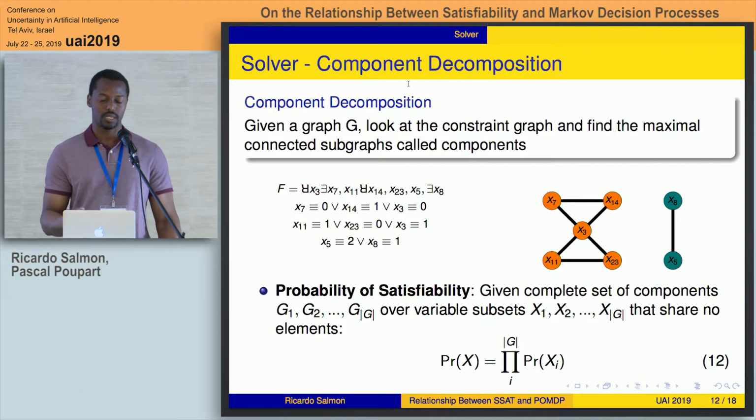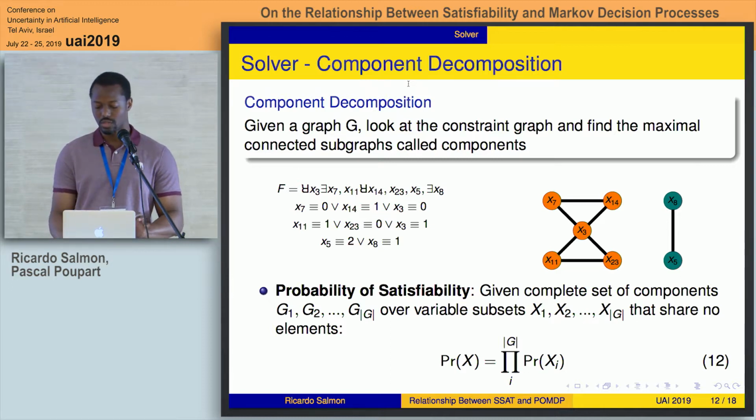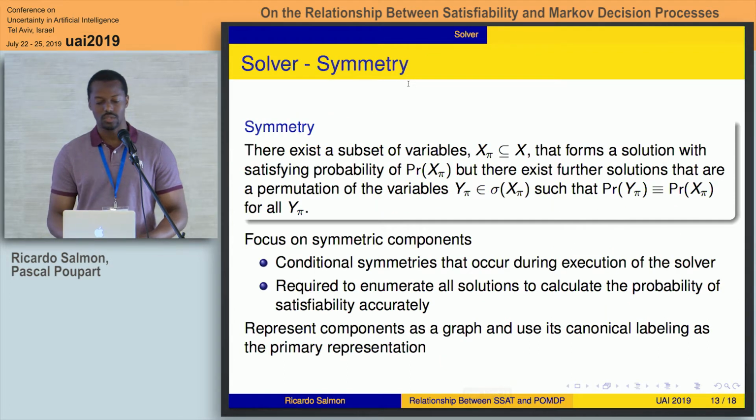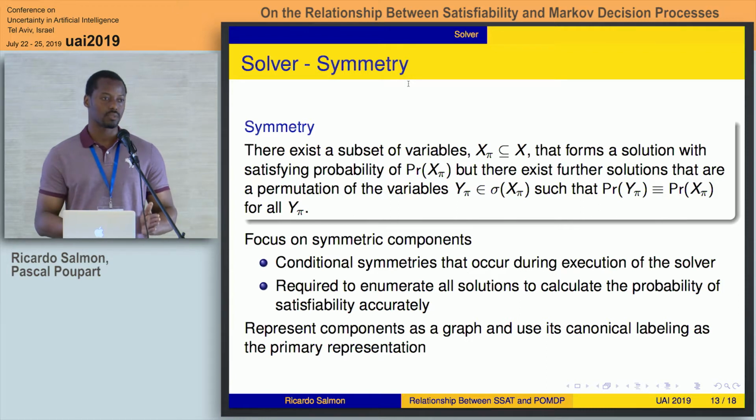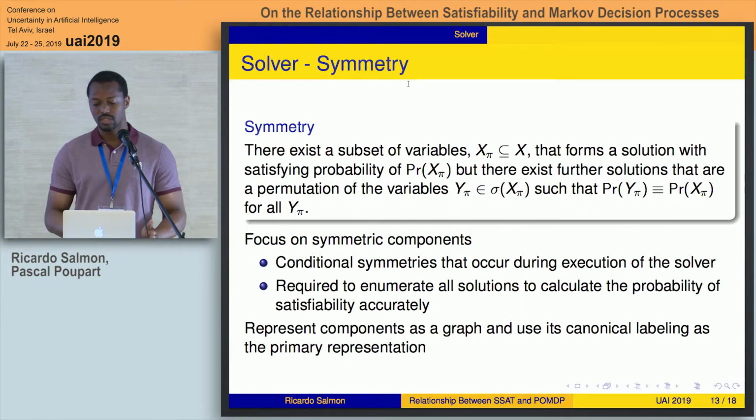especially for structured problems like POMDP, a lot of the components are symmetric and are essentially the same solution reworded. So that sort of motivates the use of symmetry, where different components essentially have the same probability of satisfaction. So we need to detect these symmetries and deal with them. So one way to do that, in the SAT literature, is to have some sort of ordering. But in this case, we need to enumerate all solutions. So we cannot just pick one in particular.